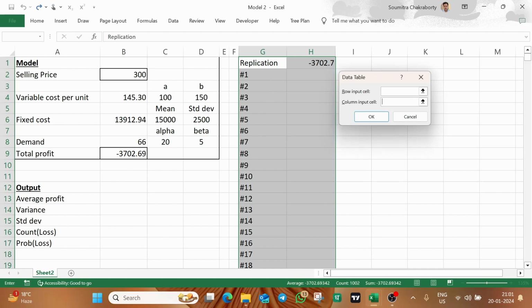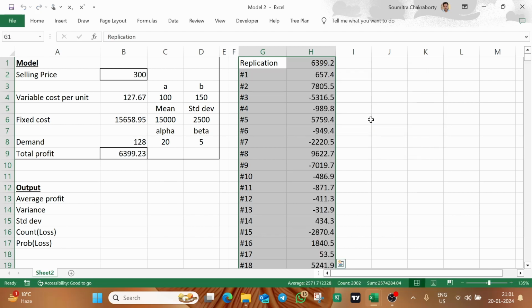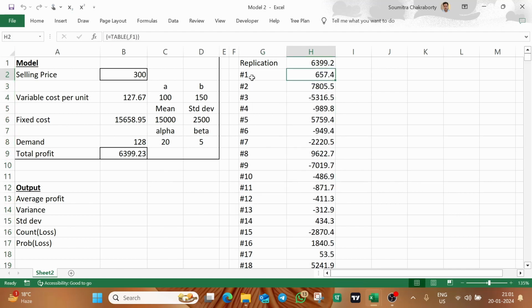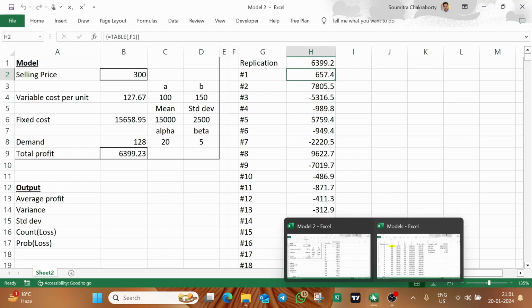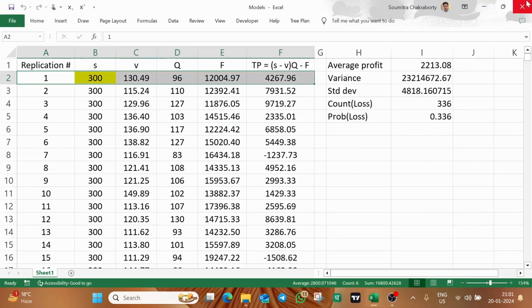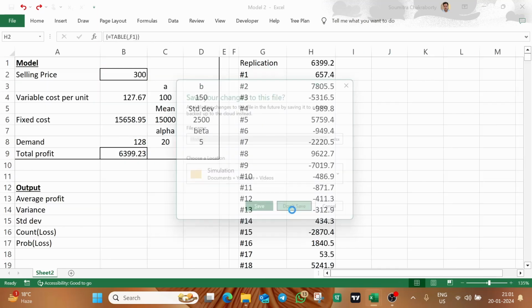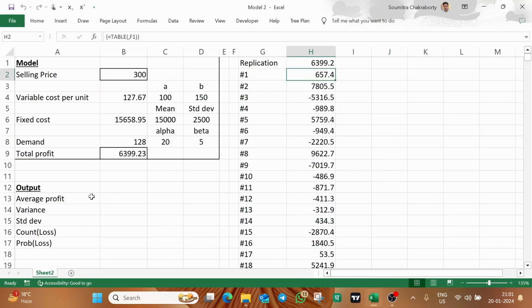So in the column input cell, you will enter any blank cell. For example, here F1, or you can use any blank cell like J1, K1, J10, anything, any blank cell you enter here, and then click on OK. So these are the total profits corresponding to this number of replications. That means 1000 replications. Now I will close this earlier model here, because otherwise it will take too much time to calculate these output variables.